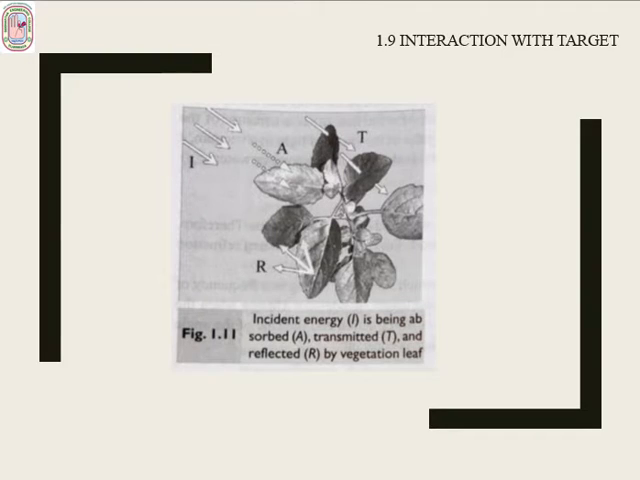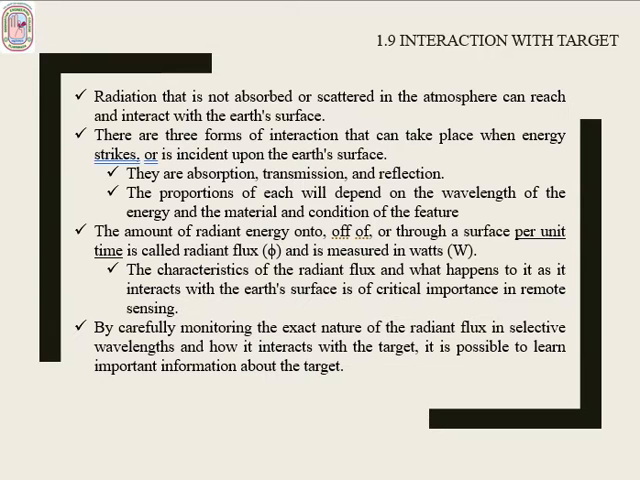Interaction with the target. Incident energy is represented with I, and is being absorbed with the letter A, and T is the transmitted energy, and R is the reflected energy by the vegetation leaf. The figure shows this information. Radiation that is not absorbed or scattered in the atmosphere can reach and interact with the Earth's surface. There are three forms of interactions that can take place when energy strikes or is incident upon the Earth's surface. They are absorption, transmission, and reflection.